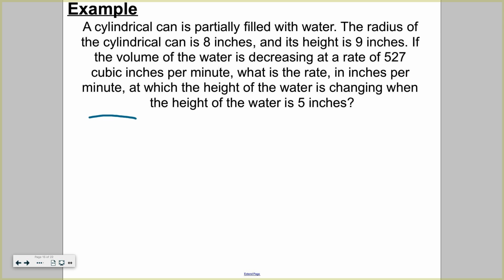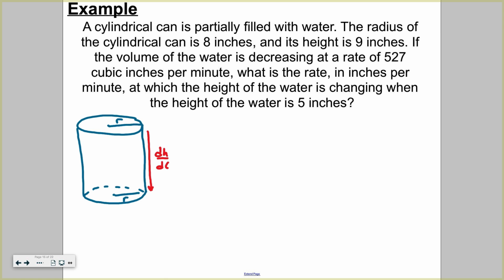So let's first draw our cylindrical can here. And the thing with cylinders is that the radius is always constant. So the radius at the top of the can is the same as the radius at the bottom of the can. So what is changing here? Well, the height is changing, so dh over dt, and then the volume of the can is going to be changing.